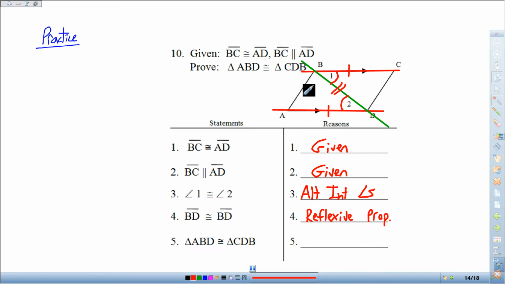Okay, taking a look at our information here. We have two sides and an angle in between. That is side, angle, side.